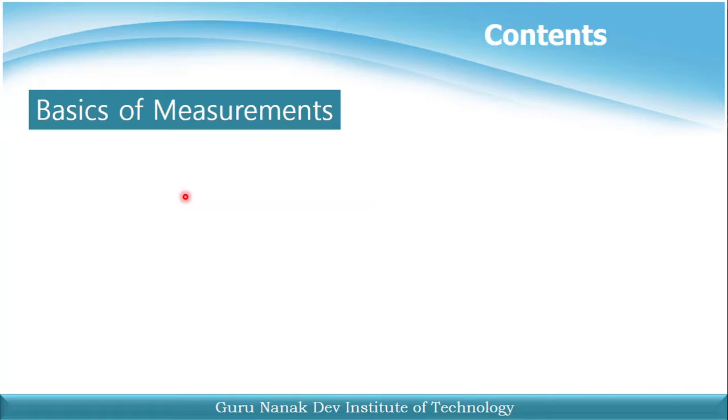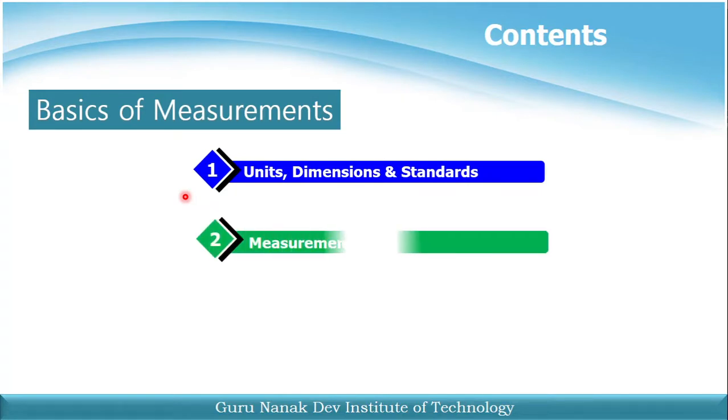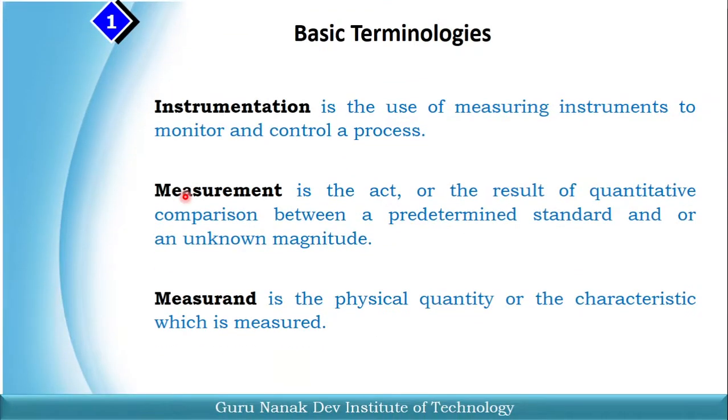In this, the first unit is basics of measurement. I have divided this whole unit into two parts. The first one is unit dimension and standards, and the second one is measurement error. So let us begin the first part, that is unit dimension and standard. It has some basic terminologies.